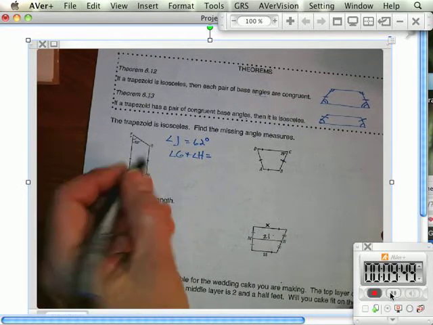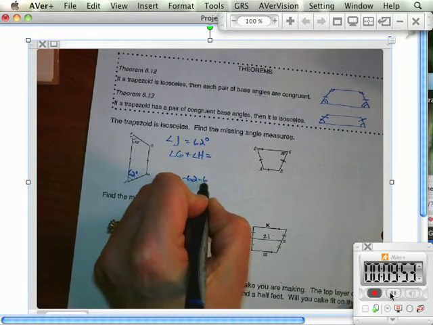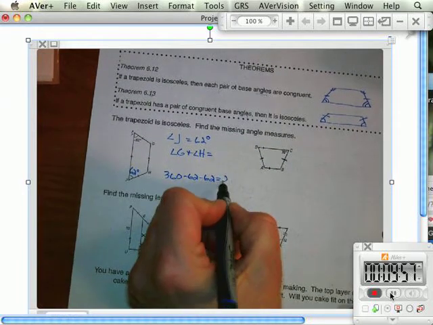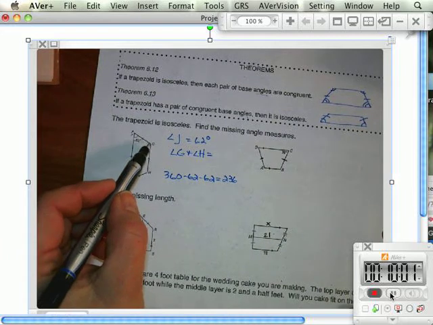Okay, I know these two, so I'm going to say 360 minus 62 minus 62 equals 236. Is that what this angle is? No. No, I have to do what? Divide it by 2.